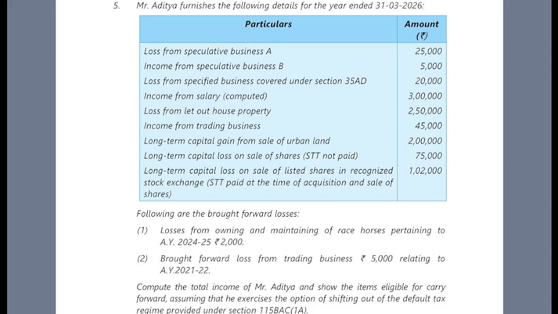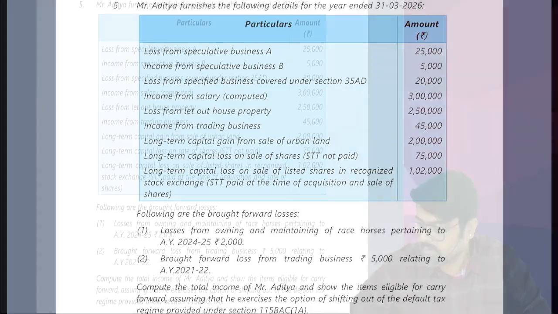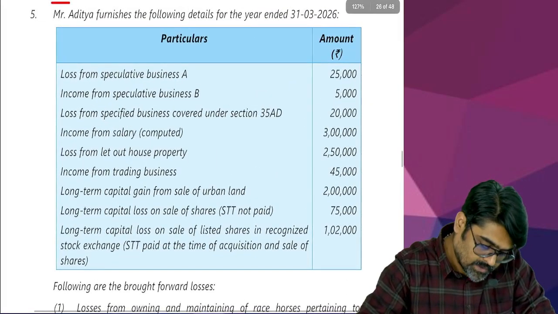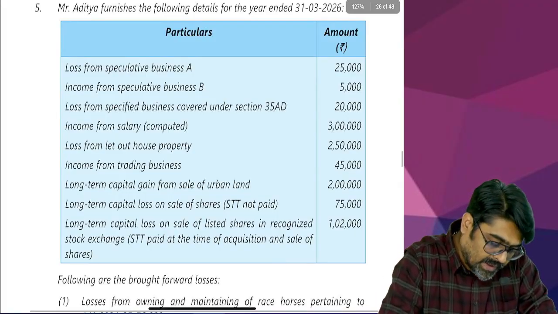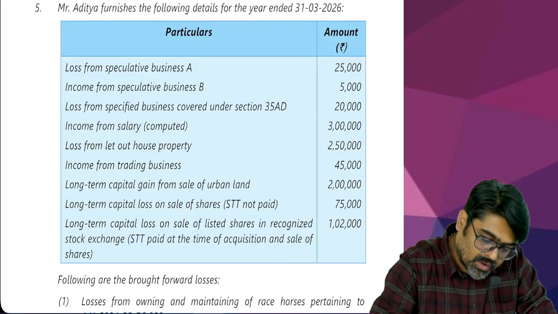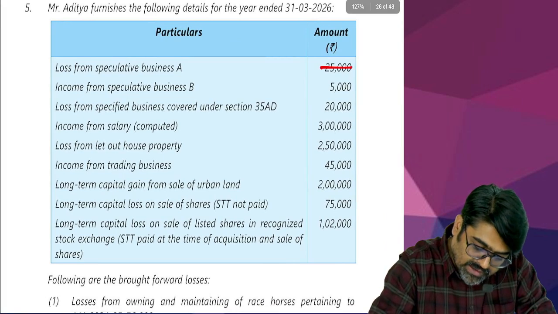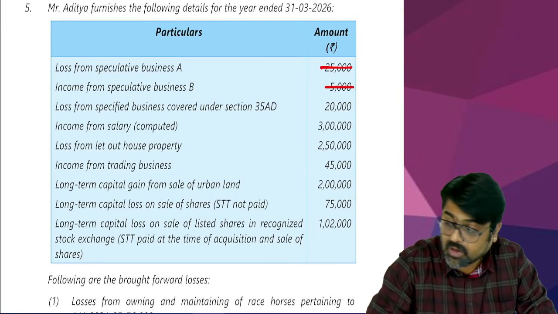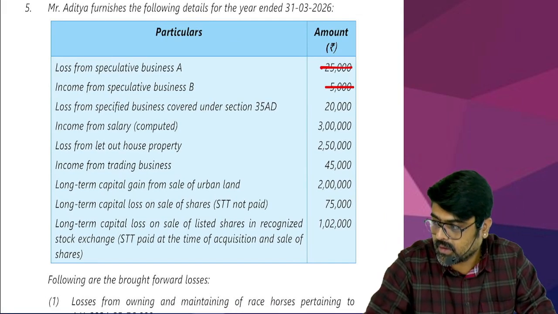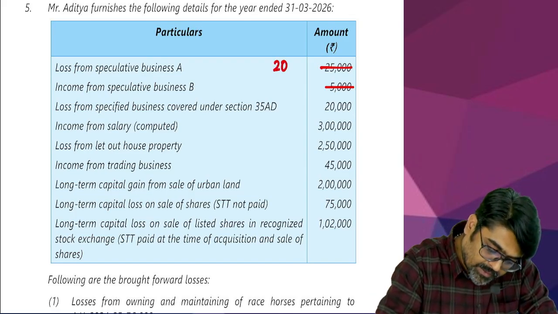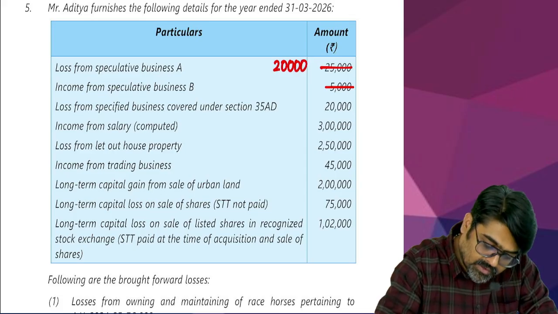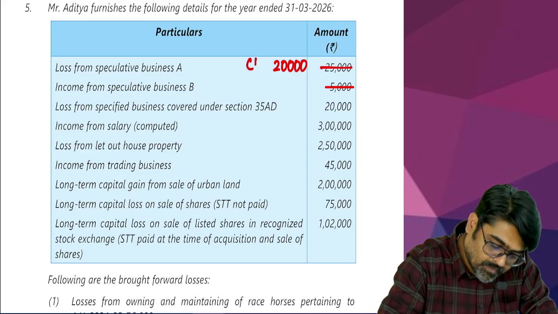1,53,000 or 63. Okay. We'll see. Aditya furnishes following details. Speculative business A has a loss. Can it be set off from 5,000? Because that 5,000 is a profit of speculative business. Still 20,000 will remain. Can it be set off against any other income?